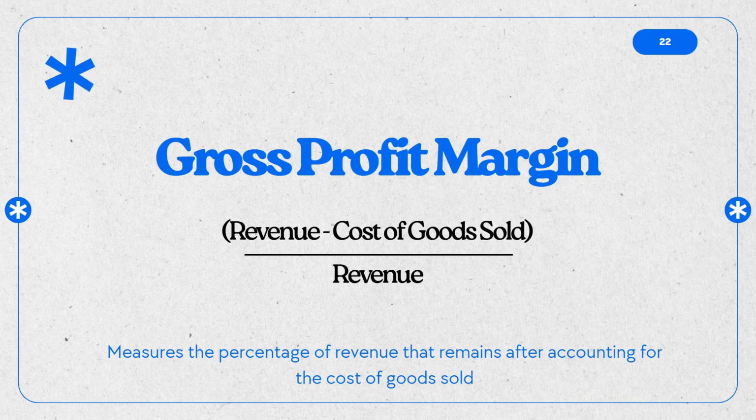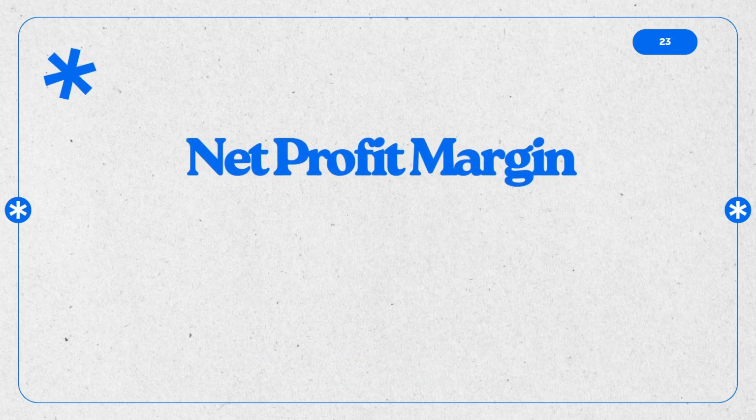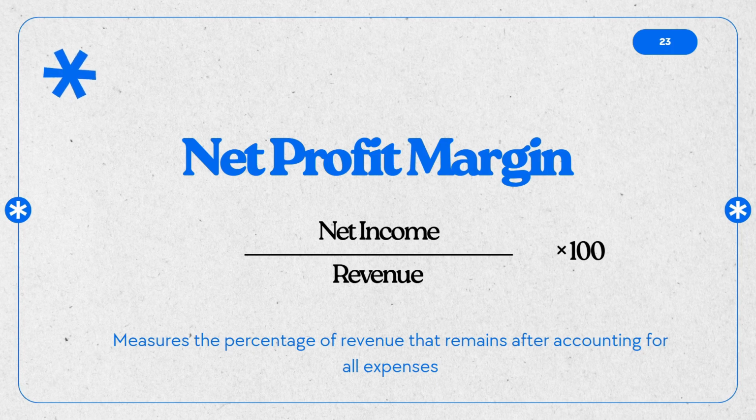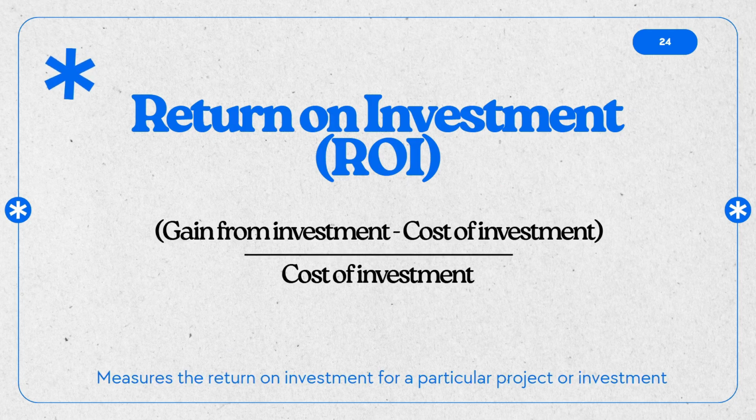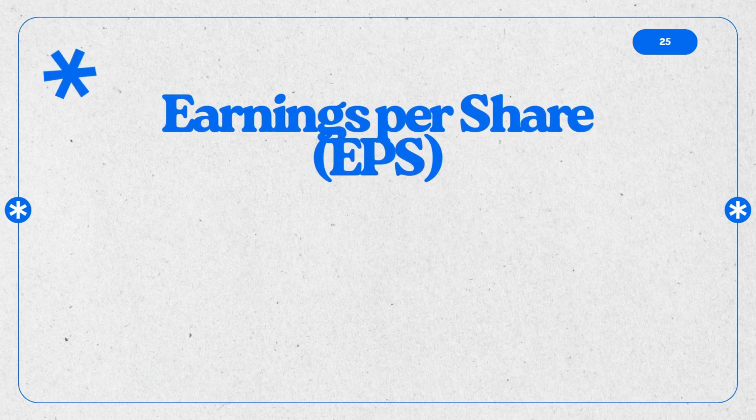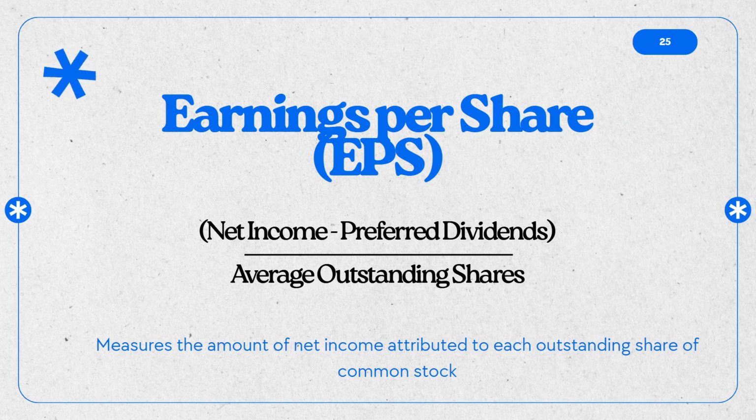This measures the percentage of revenue that remains after accounting for the cost of goods sold. Net profit margin, net income divided by revenue times 100, measures the percentage of revenue that remains after accounting for all expenses. Return on investment, ROI, gains from investment minus cost of investment divided by cost of investment, and this measures the return on a particular project or investment. Earnings per share, EPS, is net income minus preferred dividends divided by average outstanding shares. This measures the amount of net income attributed to each outstanding share of common stock.